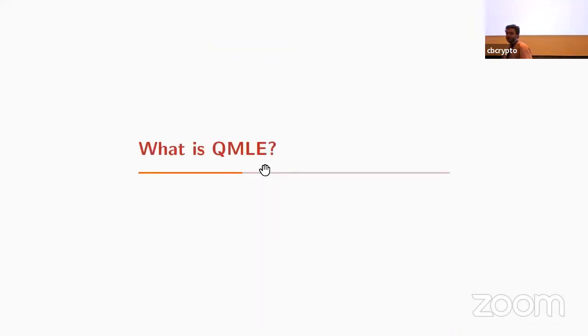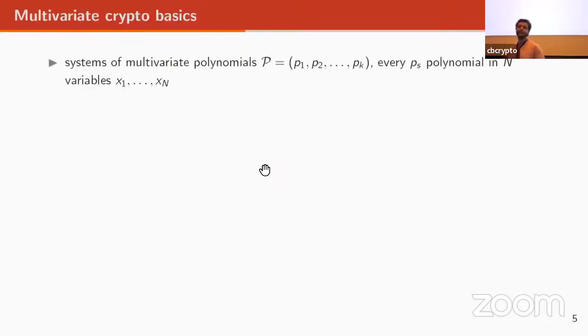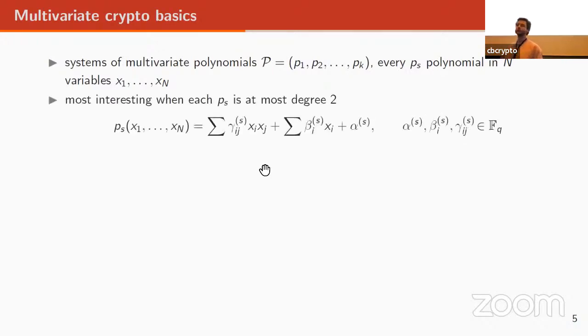So let's dive into quadratic maps linear equivalence. It's not such a hard problem, so we'll get through it. Take a system of multivariate polynomials, so just k of them, and each one is in n variables, x1 up to xn. Now, in multivariate crypto, it's usually most interesting when the degree is at most 2. So you have that part of degree 2, and then a linear part and a constant part, and all of the coefficients are over the finite field. And actually, it's most interesting when it's even homogeneous, which is then very easy. Then it's just these gamma_ij constants.